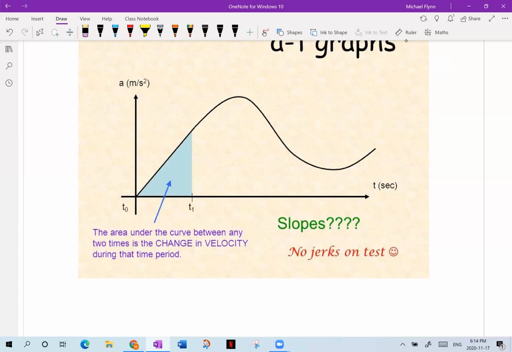I don't like how this is worded. Let me change this. The area beneath the curve at any time interval is the change in velocity. Let me cross out these words because it just doesn't make sense. And that's it. Now, what about slopes? Don't worry, we're not going to be looking at the slope on this graph. So we're done. This is the last graph we're going to look at.